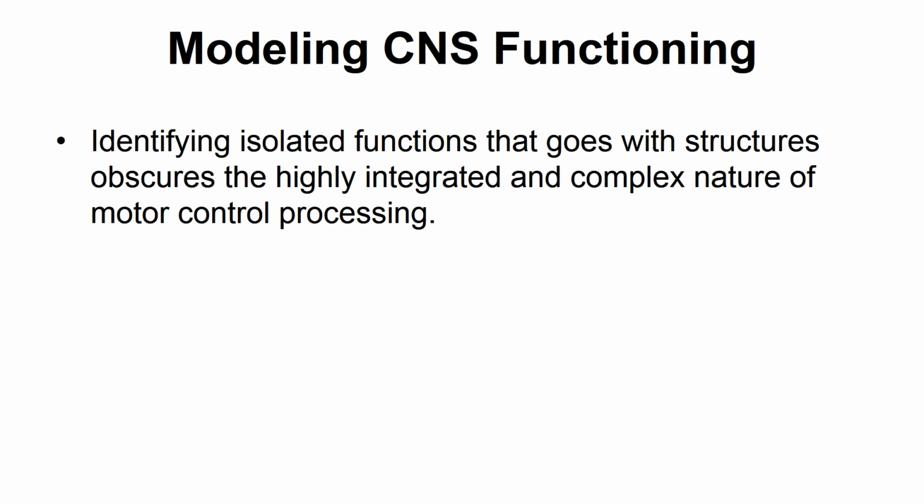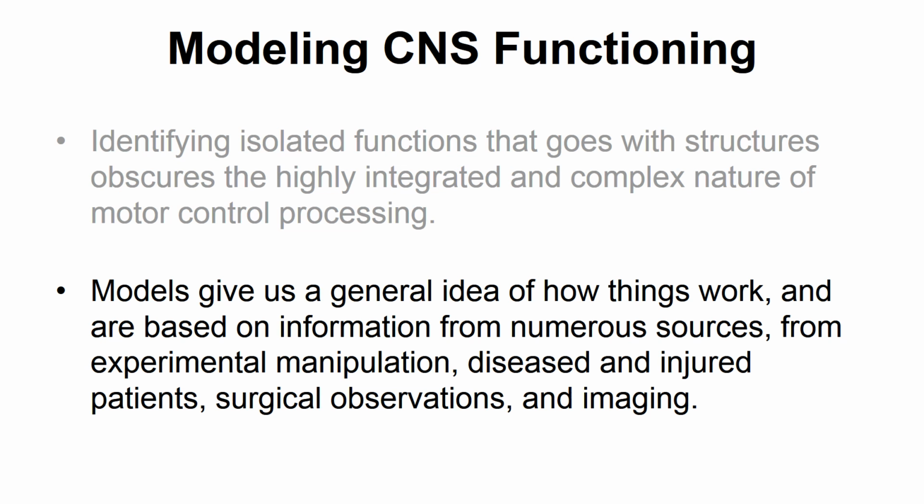Identifying very specific and isolated functionality of the central nervous system is very hard to do due to the complexity and difficulty of measuring in that area. Models that we do have, though, are based on theories derived from brain research and assessments of people with brain injuries and other circumstantial and convenient sampling. The models give us a general idea of how things work and are based on information from a variety of sources.